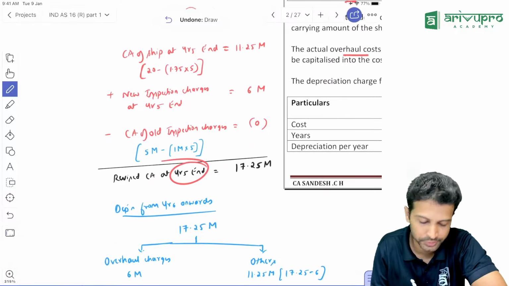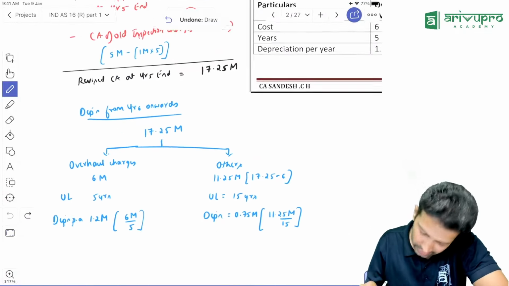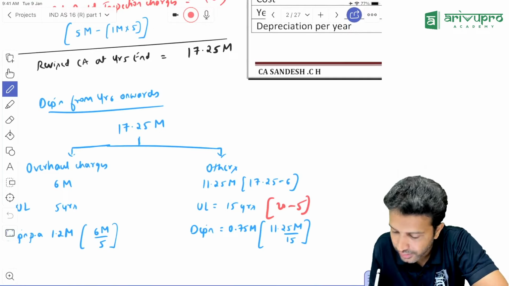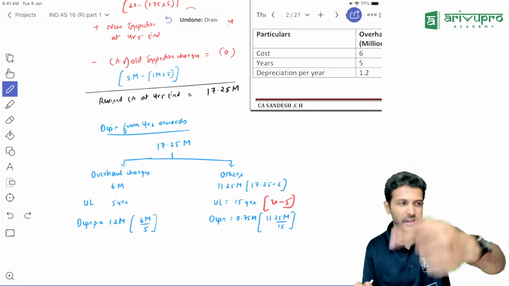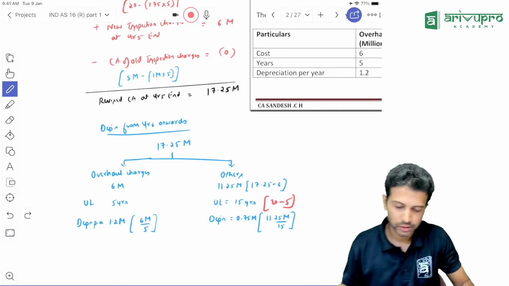You are at the end of 5th year. That means how much life is already passed? 5 years. That means the remaining life is 20 minus 5, which is 15 years. Now calculate the depreciation like this separately. Like this, every 5 years you have to go on doing the separate calculation. This is your component accounting.